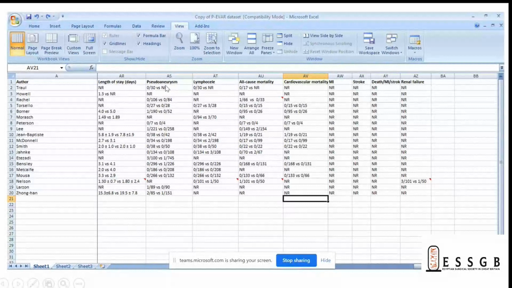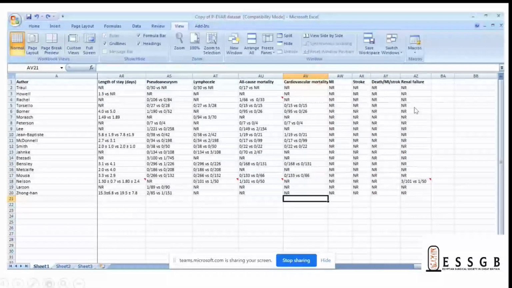How about pseudoaneurysm? Is it continuous or dichotomous? It's dichotomous, or categorical. So I'm looking for the number of events in each of the intervention groups. Yes, I can include this. I cannot include that one. This, yes, that's more than 3. I can do that. But for example, how about this one, renal failure? First of all, is it continuous data or dichotomous? It is dichotomous, because the patient has either developed renal failure or not. But there's only one study there, so therefore I cannot do a meta-analysis on that.